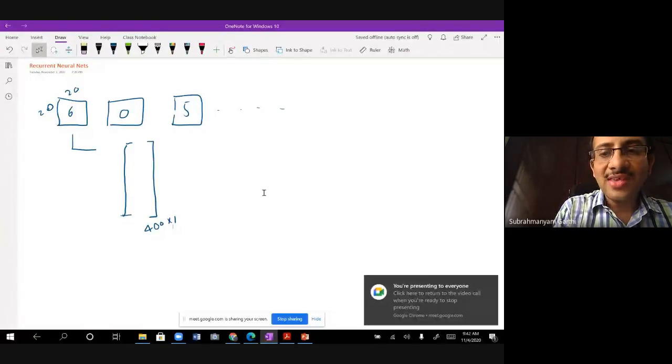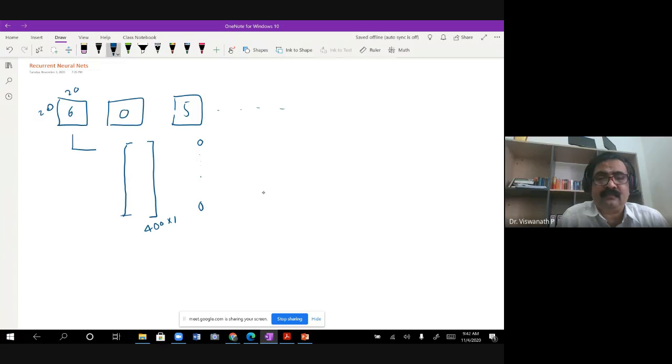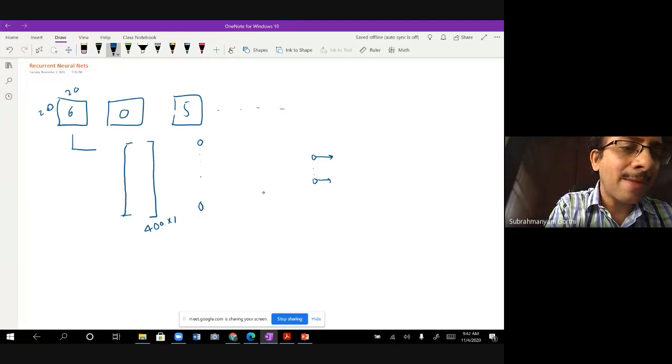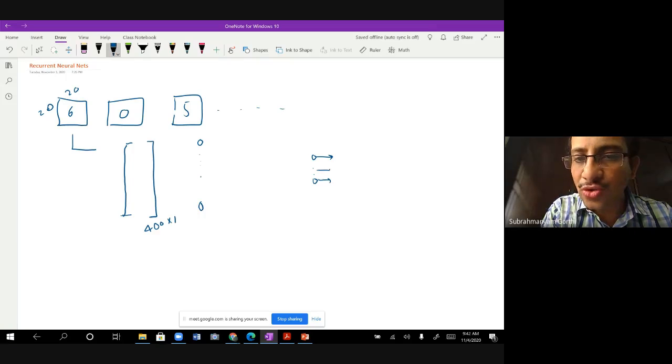So let us assume that there are 400 inputs, so 400 input neurons, and then 10 output neurons. The first output neuron will give a high score or probability when the input sample is 0. When 6 is given, the 6th output neuron may give a high probability. So these output neurons give probabilities corresponding to 0, 1, 2, 3, 4 up to 9. Hope you got the point.